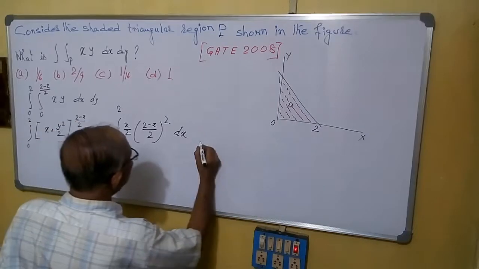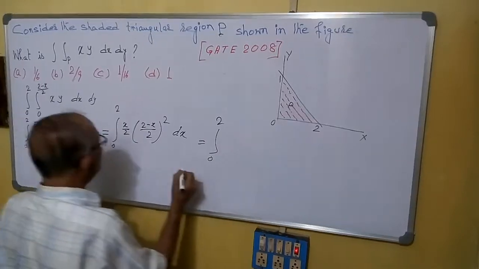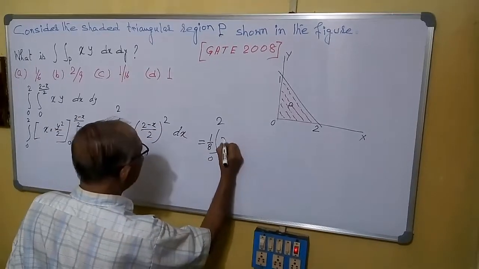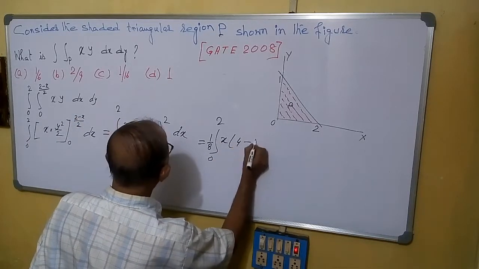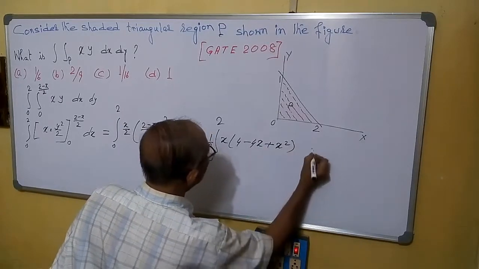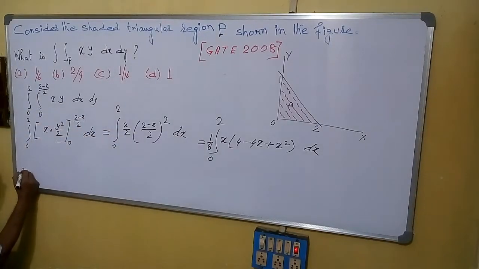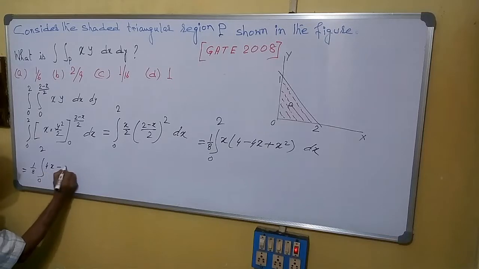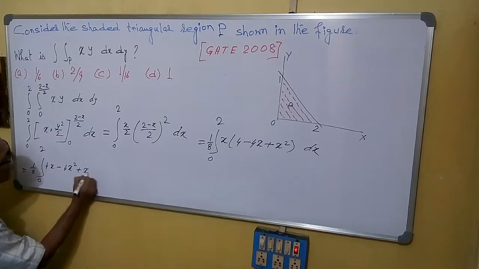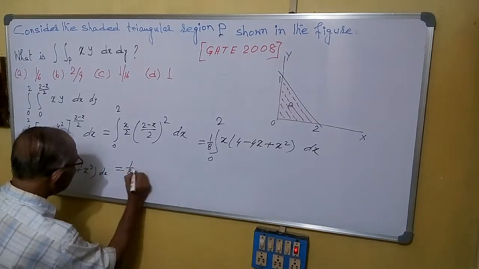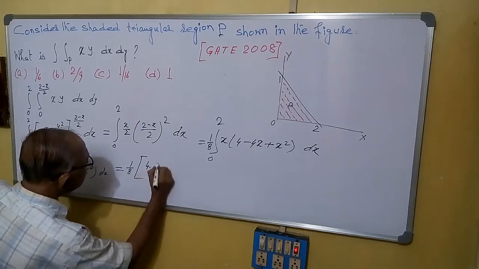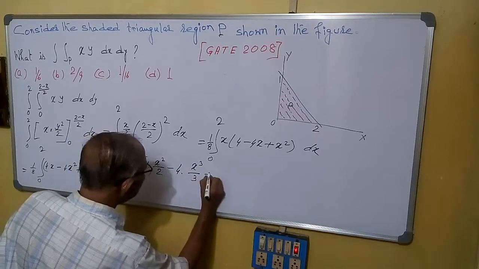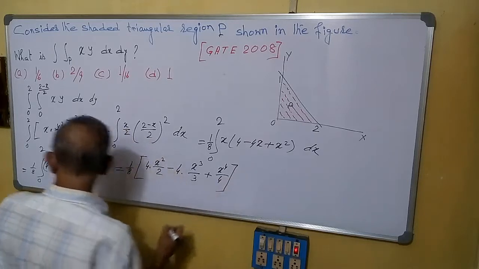now we can say this is equals to integral of 0 to 2. This 2 square will be 4 and 2 is 8, so 1 by 8 we can take outside. So it will be x into (2 minus x) whole square, that is 4 minus 4x plus x square, dx. This is equals to 1 by 8, from 0 to 2, 4x minus 4x square plus x cube dx. 1 by 8, now it is 4 into x square by 2 minus 4 into x cube by 3 plus x to the power 4 by 4, and the limit is from 0 to 2.